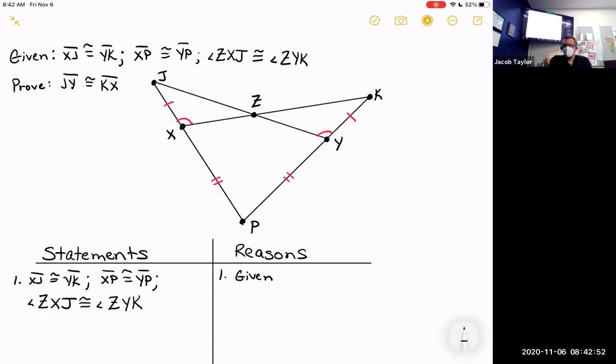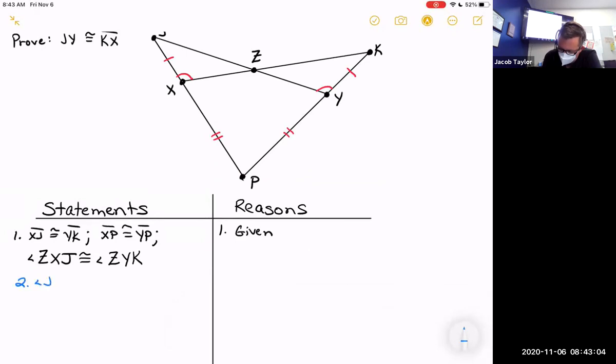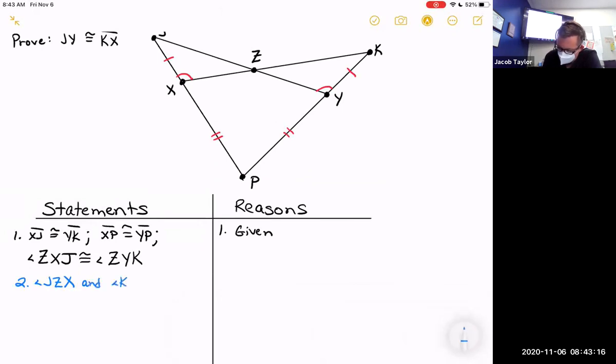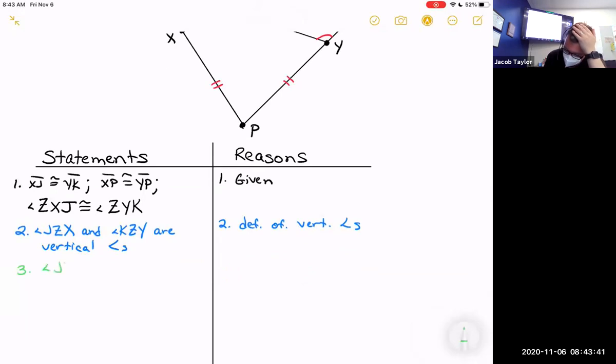Yes, that was given. Very good. So what Ellie said was that angle JZX is congruent to... Oh, you know what? We need to first say that angle JZX and angle KZY are vertical angles. That is the definition of vertical angles. And that means they are congruent. So angle JZX is congruent to angle KZY because vertical angles are congruent.